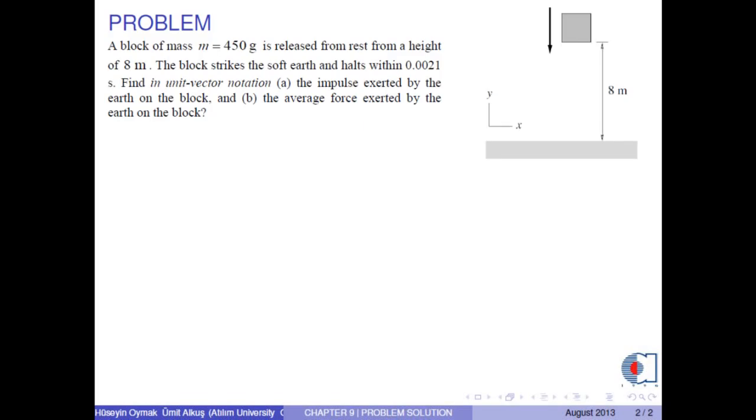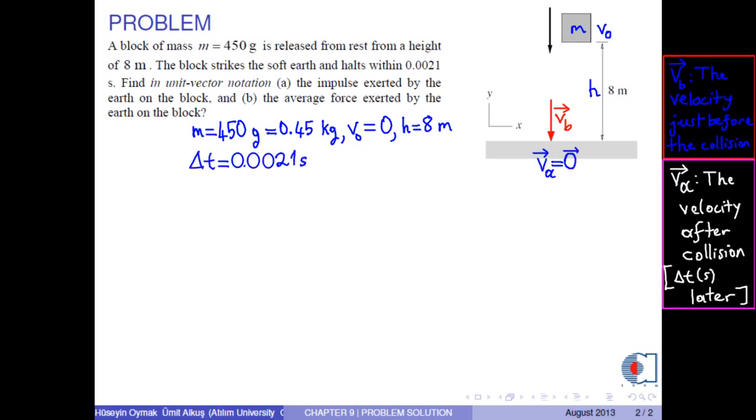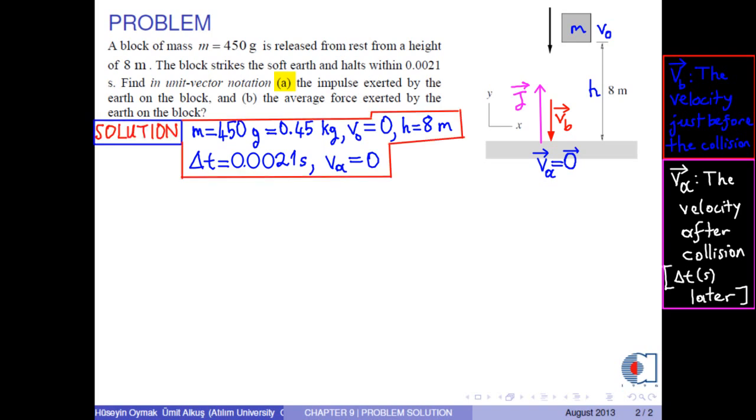A block of mass m, 450 grams, is released from rest from a height of 8 meters. The block strikes the soft earth and halts within 0.021 seconds. A. Find in unit vector notation the impulse exerted by the earth on the block.